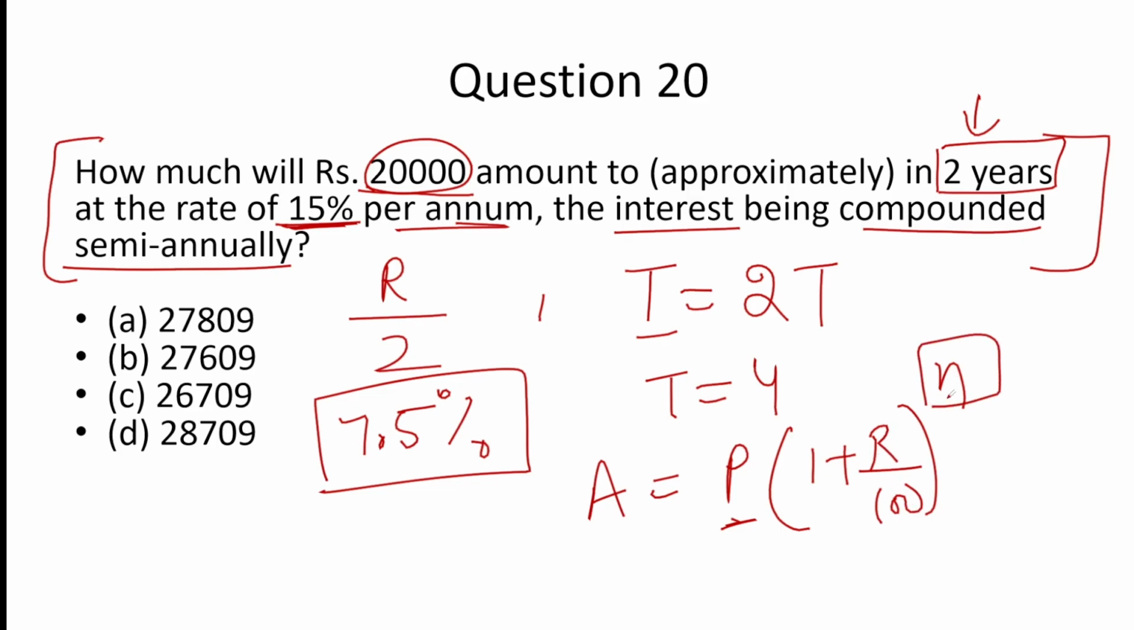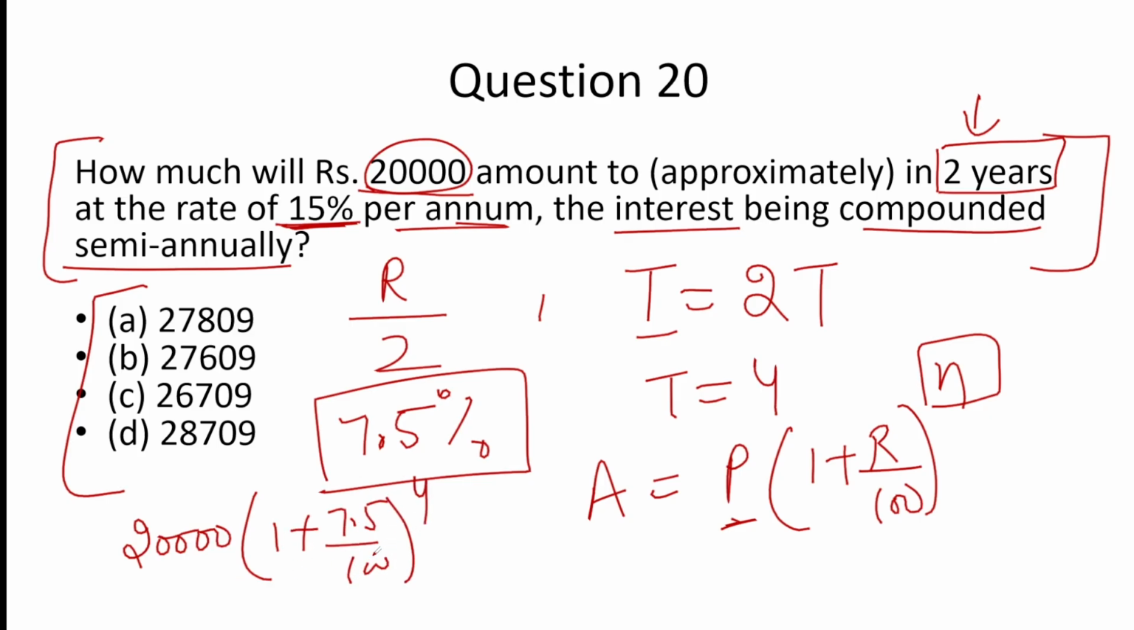What is the value of n? 4. Okay, you can put all the values and just check what is the answer. Let me write here 20,000, (1 + 7.5/100) power 4. So when this happens semi-annually, the rate becomes half, time becomes double. In quarterly, rate is divided by 4 and time becomes 4 times.